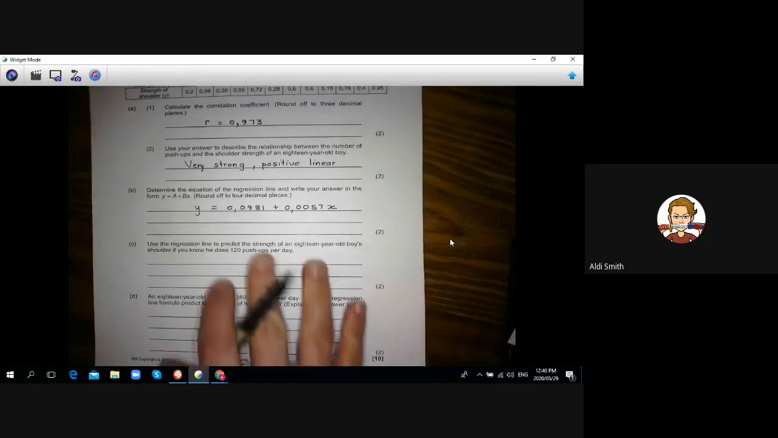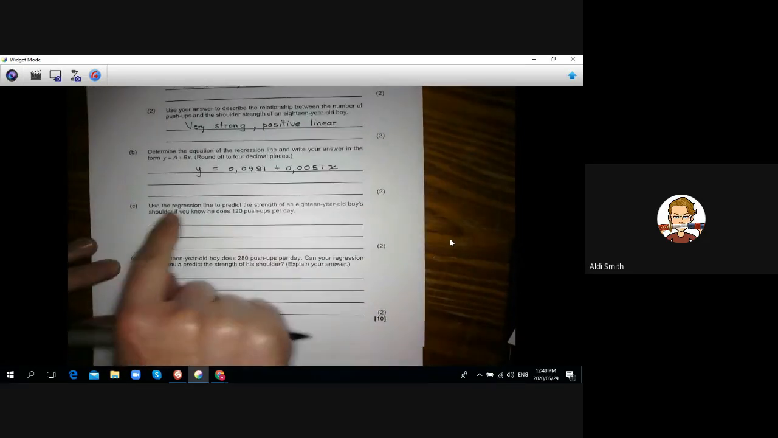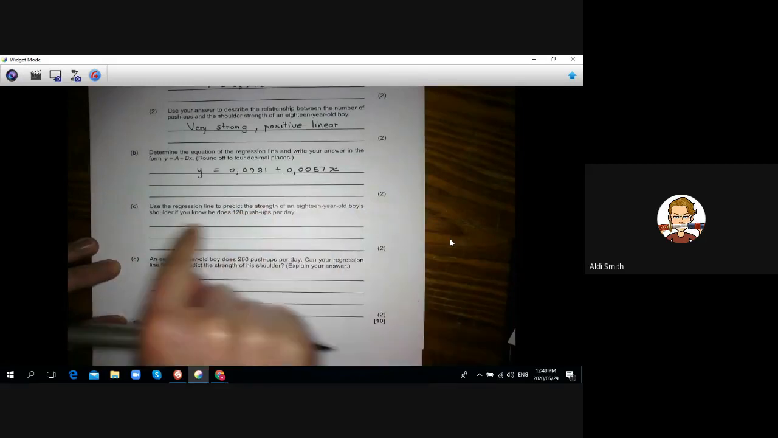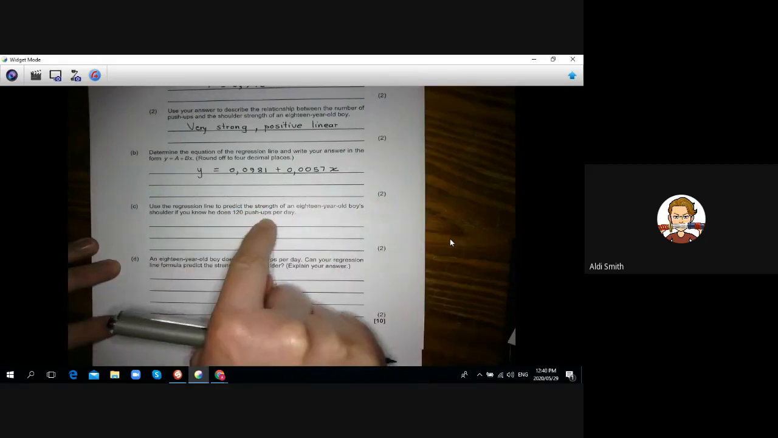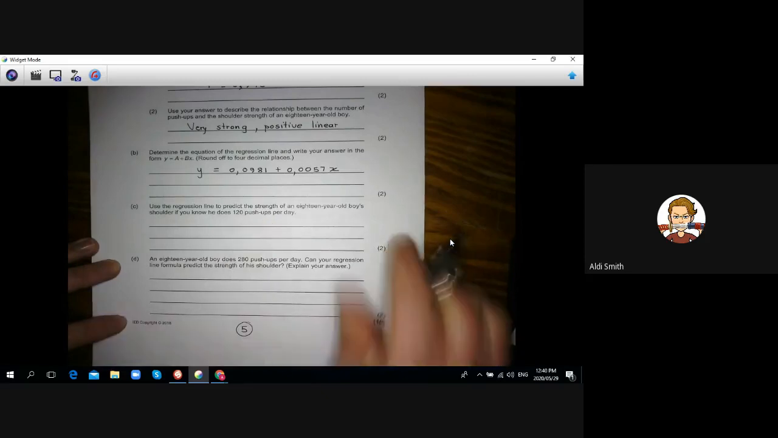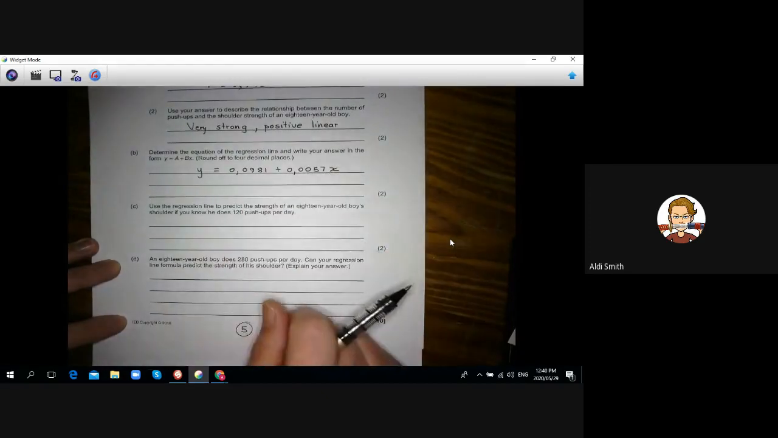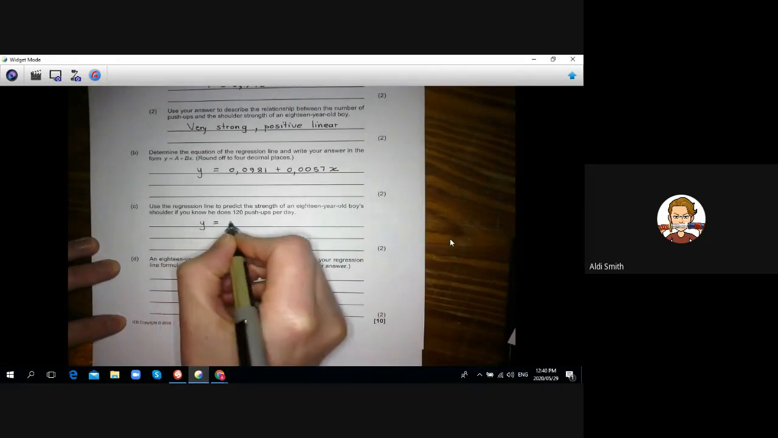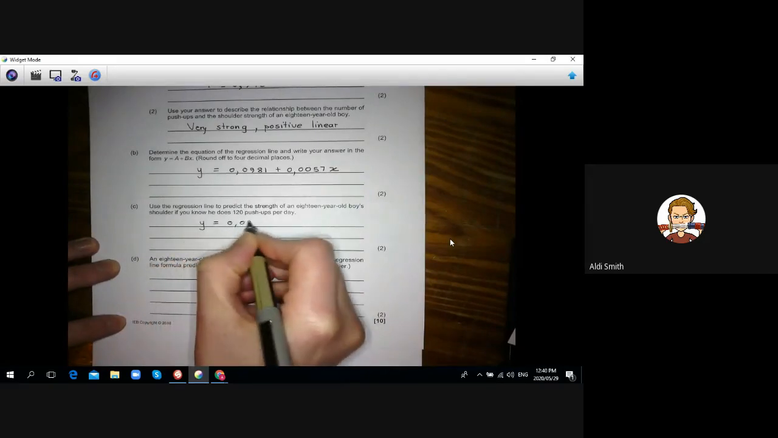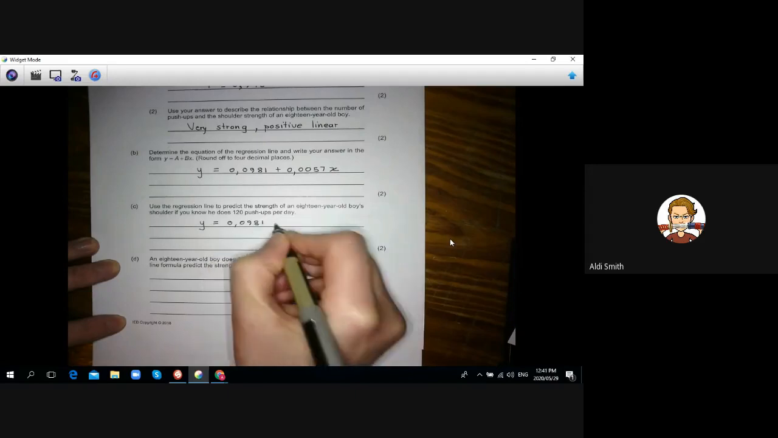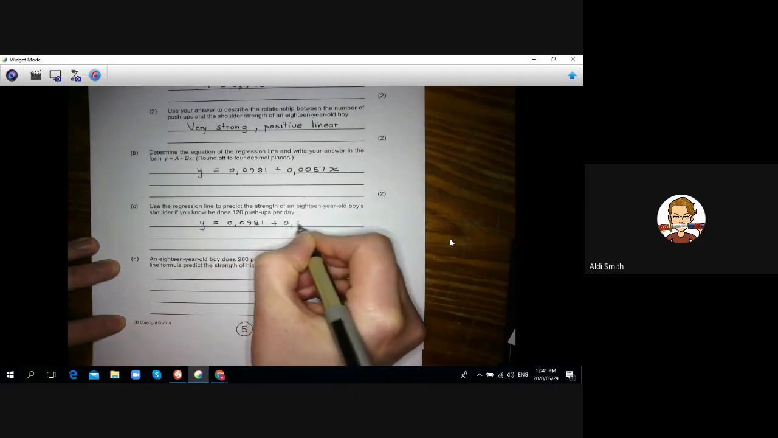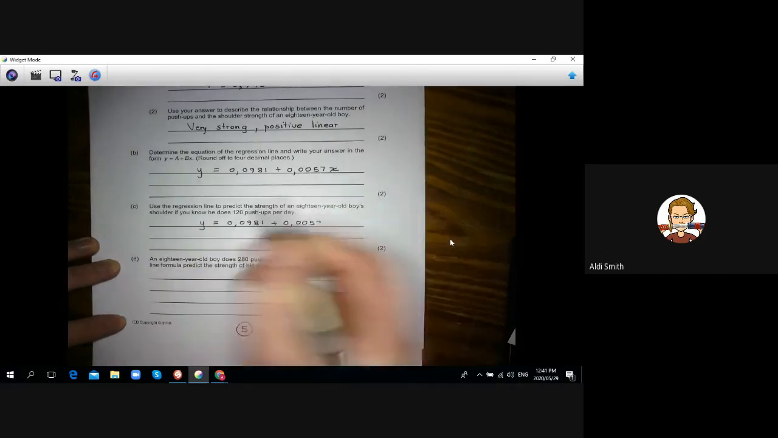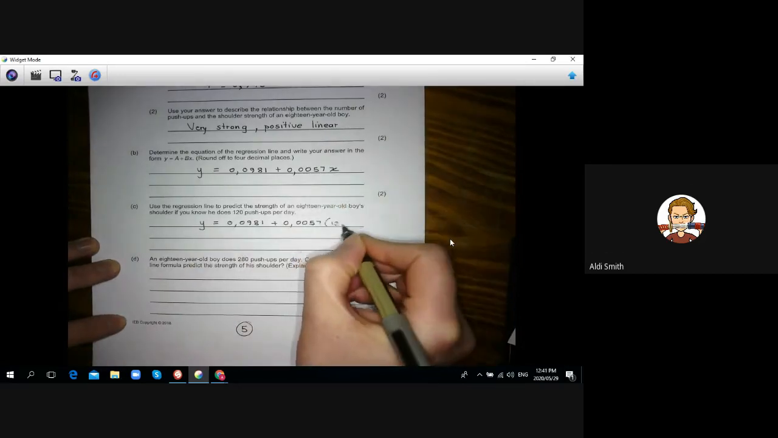They say, use the regression line to predict the strength of an 18-year-old boy's shoulder if you know he does 120 push-ups per day. And they say use the regression line. So all you have to do is you have to say, we use that regression line, Y is equal to 0,0981 plus 0,0057, and we multiply by X, which is the 120 push-ups this boy can do.